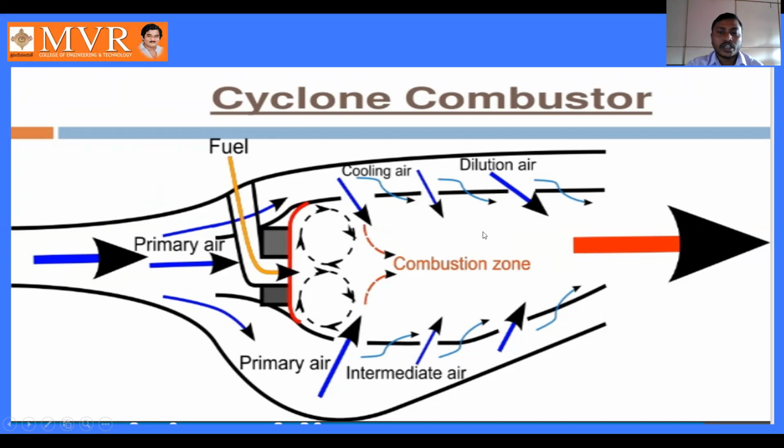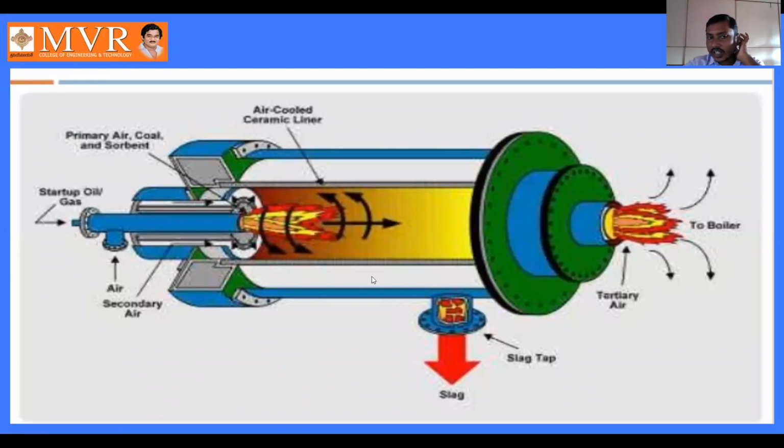This is the dilution air which has been entering through the side of the cyclone combustion. This is what about the cyclone combustion process. Here we can observe that from the side air, the primary air is entered here, and the secondary air also is going to be entered here.